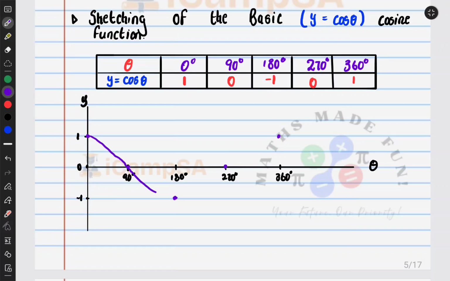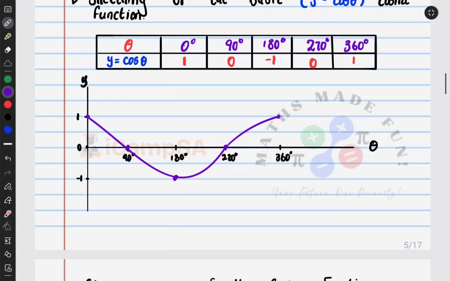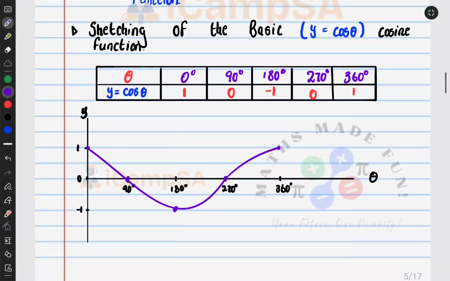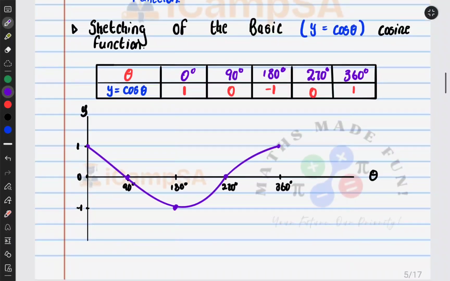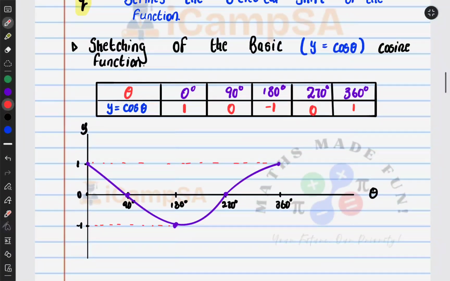Okay, yeah, I think that one is a little bit better. Okay, so those are the points that we have there. And this is how the cosine function looks. We can already pick up a few things: your minimum value there, your maximum value, which is 1. And look, the same thing happens. You go from 0 to 360.